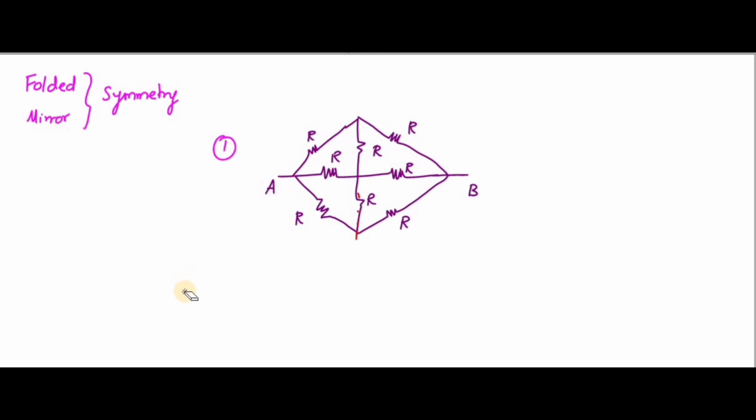In this video, we are going to discuss the equivalent resistance for several circuits. So the first circuit is this, and you can see all the resistance values are R. Since all are R, that is symmetrical. There are two types of symmetries: one is folded and the other is mirror symmetry.